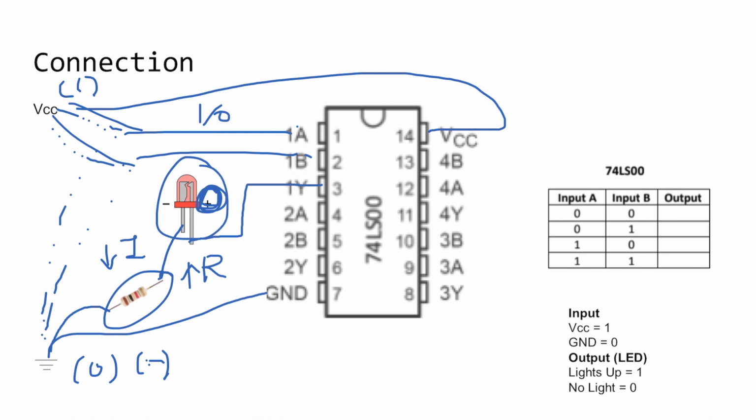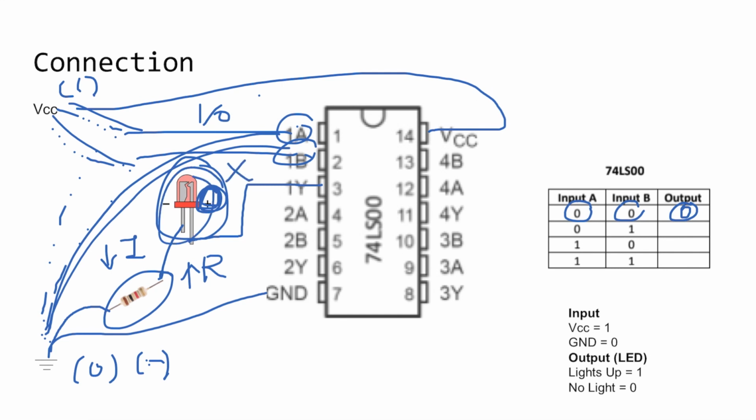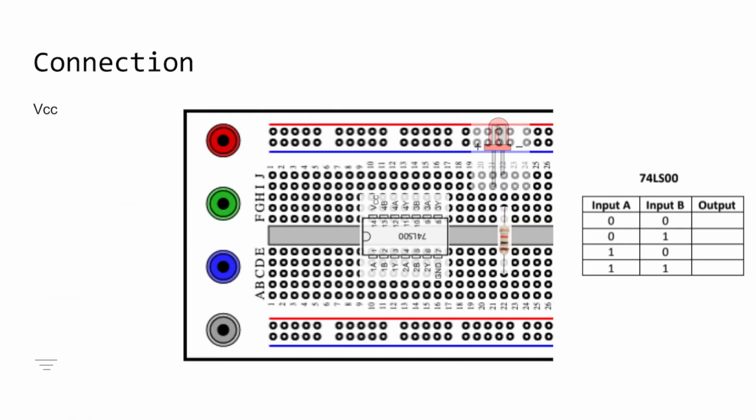By changing the inputs, the A and B, according to this table, you could have an output. So if I put A and B to the ground and the light bulb does not light up, then I put it as 0. But before that, we need to know how to connect them on the breadboard.